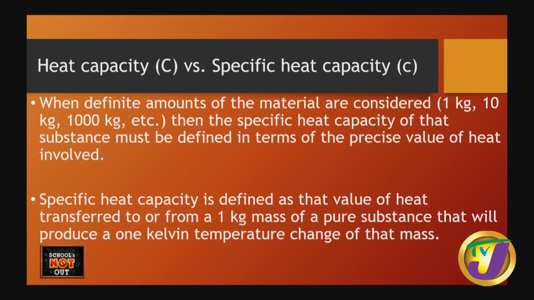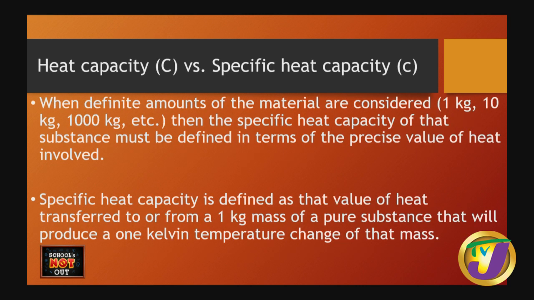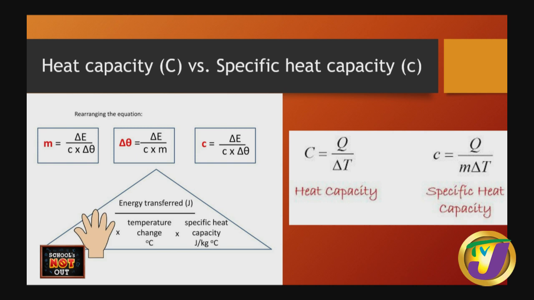So the definition: specific heat capacity is defined as that value of heat transferred to or from, because remember heat flows either way, a 1 kilogram mass of a pure substance that will produce a 1 Kelvin temperature change. Before, heat capacity just looked at the amount of heat for 1 Kelvin. Now specific heat capacity looks at that amount of heat for a kilogram, it has to be the kilogram, per degree Celsius or per Kelvin temperature change.